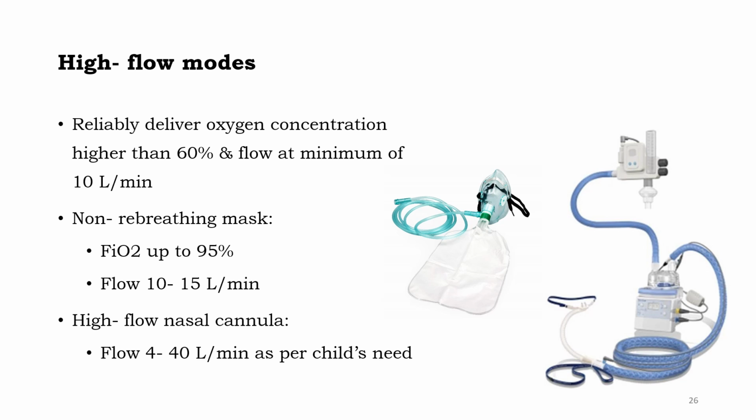Coming to the high flow, these are more reliable methods of oxygen and flow administration. You have the non-rebreather mask, which can go up to 95% FiO2 and a flow of up to 15 liters, and the high flow nasal cannula can reach up to 40 liters per minute as per what the child requires at the moment. And of course, there are guidelines for the high flow nasal cannula, where to start, how to build up, how to bring it down. But on a general level, we should know what the low flow modes are and what the high flow modes are, and what the capacity is for providing oxygen.